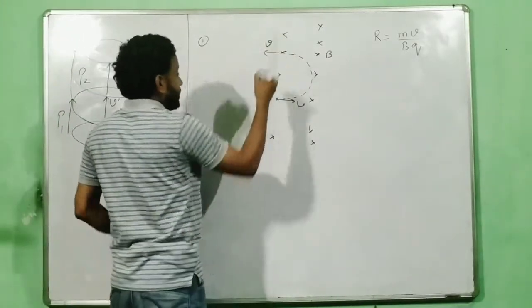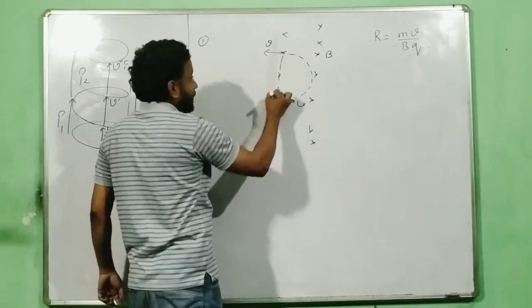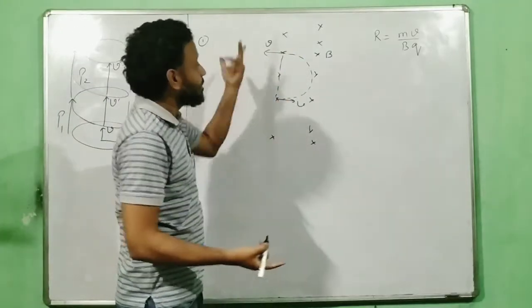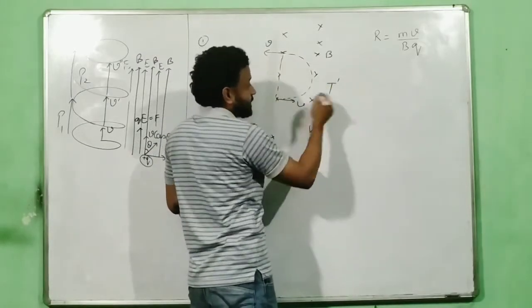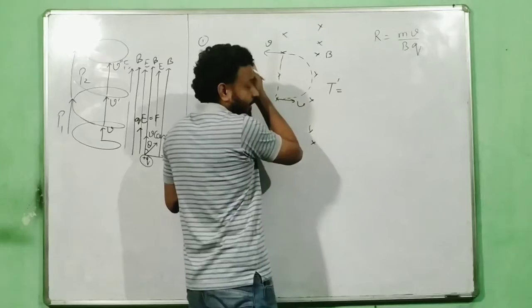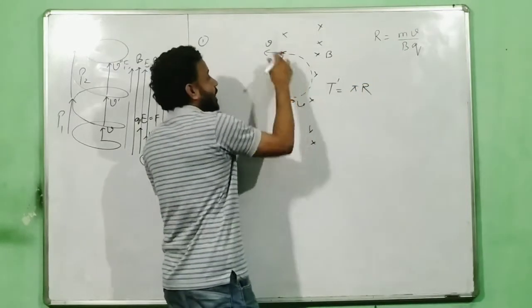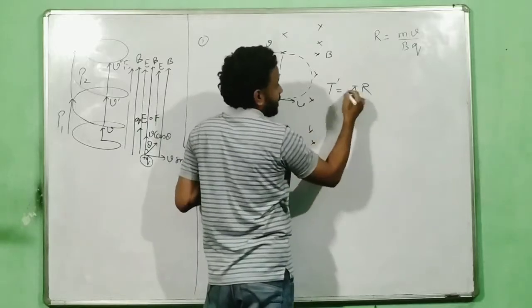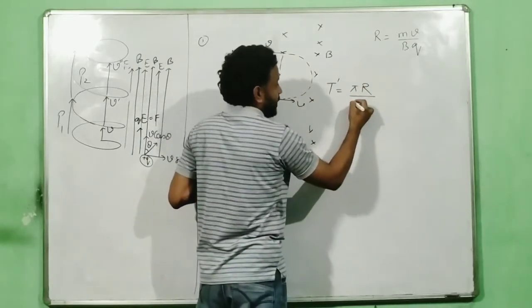This is your velocity v. How much time will it take? Half the time of rotation. So if I have to find the time spent in the magnetic field region, t dash, how will I find? This will be equal to pi r, because it is half the perimeter, not 2 pi r. 2 pi r is the full perimeter. Pi r is half the perimeter, divided by velocity.